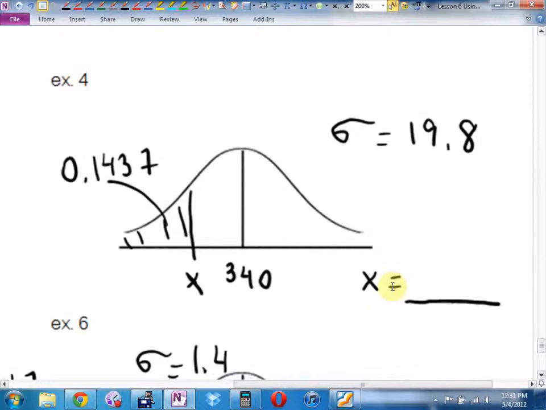Okay, try finding that one. We took some data. We found that it had a mean of 340 with a standard deviation of 19.8. If that's the case, 14.37% is below what value? What's the X value that would go with that?